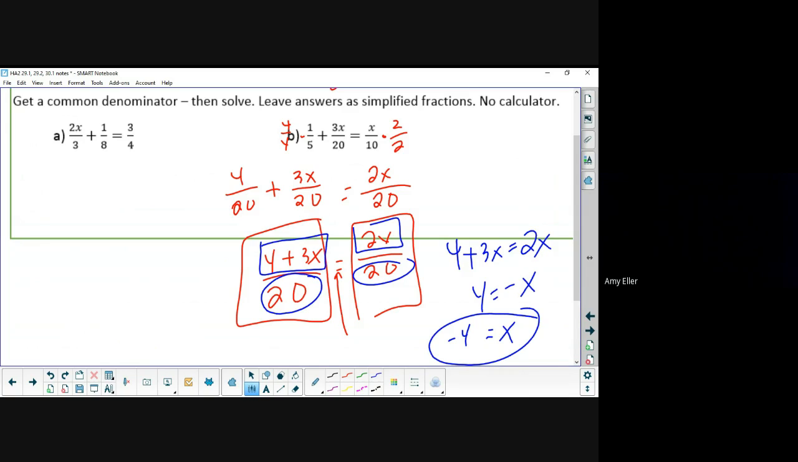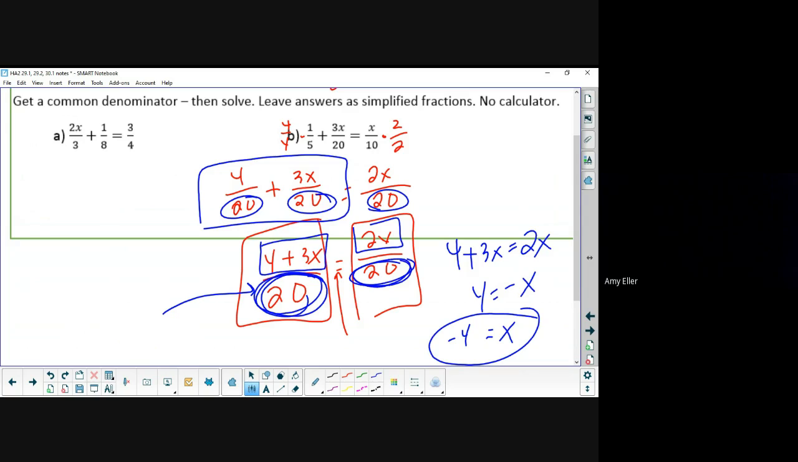Questions? This is how ours are going to work today. You are going to get common denominators. If you have two fractions on one side, make that into one fraction. And once you have a fraction on each side and their denominators match, all you have to do is get the numerators to be equal or match.